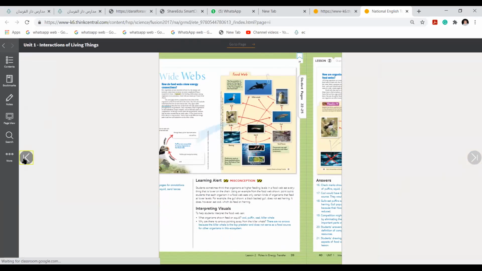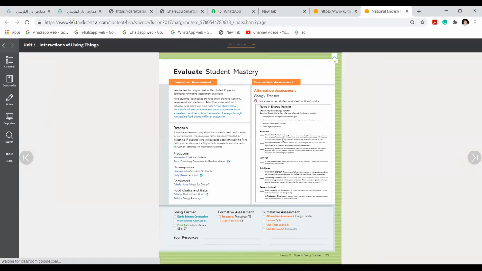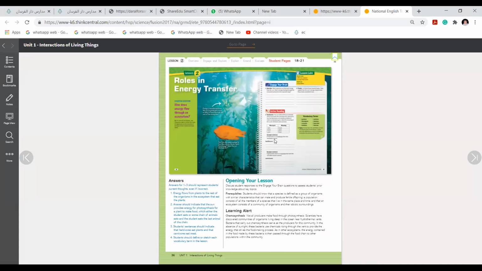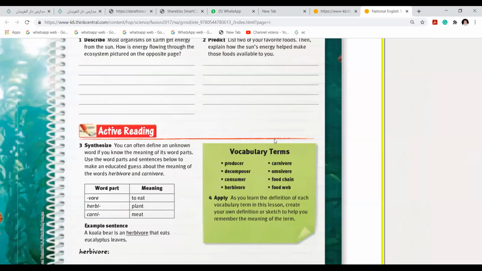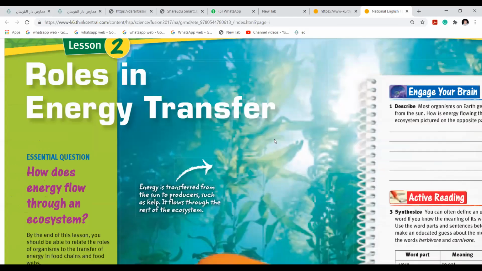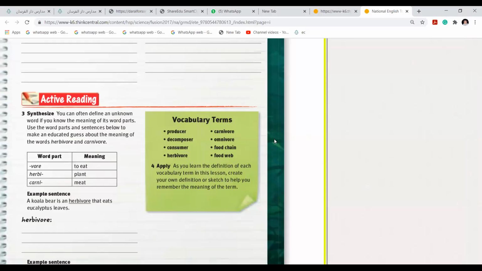That's it for this lesson. Please note down the vocabulary terms again of the second lesson. Just write the lesson name there: Roles in energy transfer, and write down producers. Draw a simple leaf there so that you know that it's a plant. Decomposer, write an example there: mushroom. Consumer, we are consumers. Then we have herbivore, carnivore, omnivore.